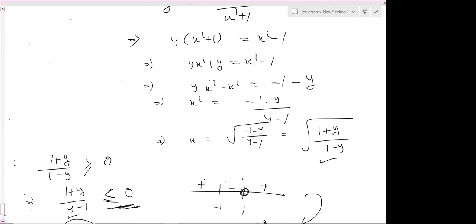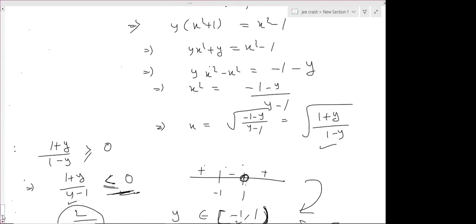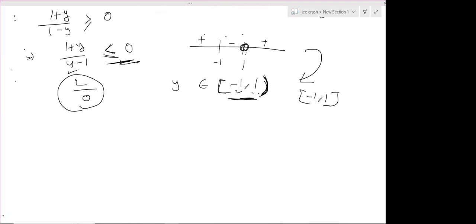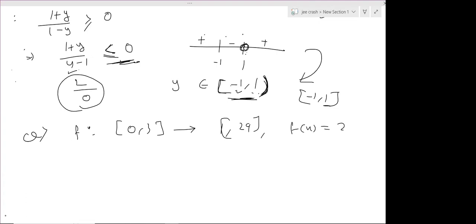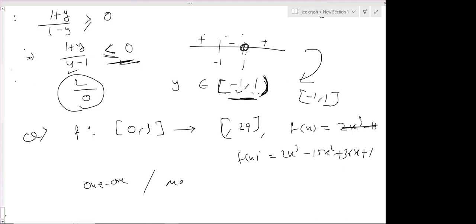Try one question yourself. f from 0 to 3 to 1 to 29, f of x equals 2x cubed minus 15x square plus 36x plus 1. Is this one-one or many-one?